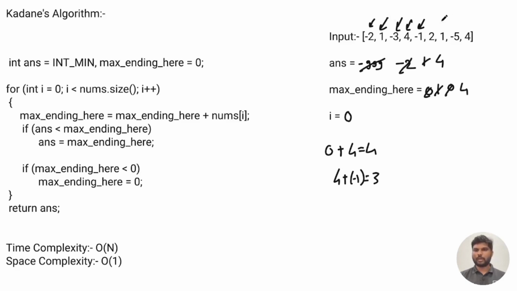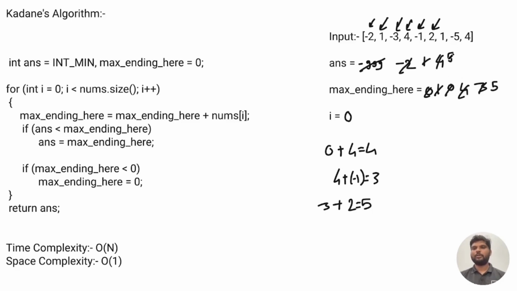So now I becomes this. Then we calculate max ending here. So it becomes current value of max ending here, which is 3 plus 2, which gives us 5, right? So we assign 5 to the max ending here. Then we check if answer is less than max ending here. Well, that's the case, right? Answer is 4 and max ending here is 5.